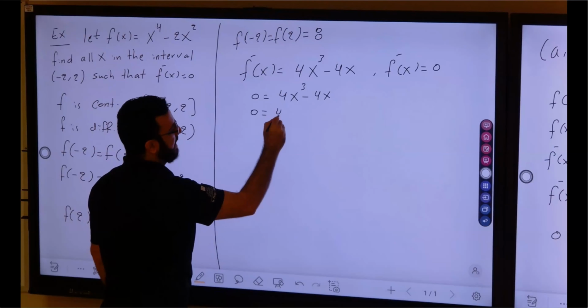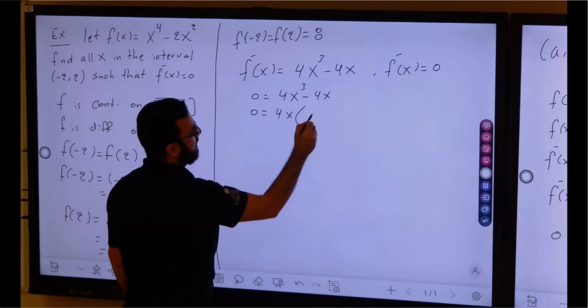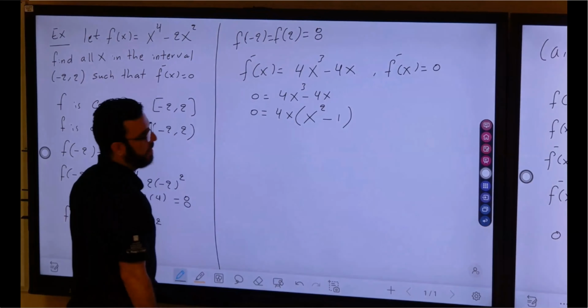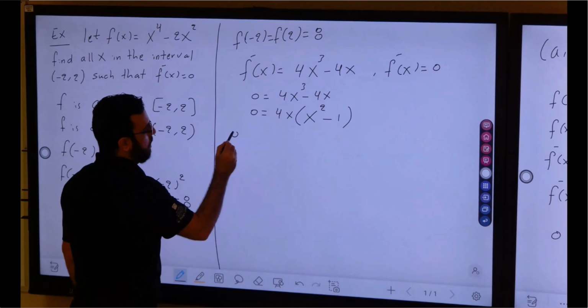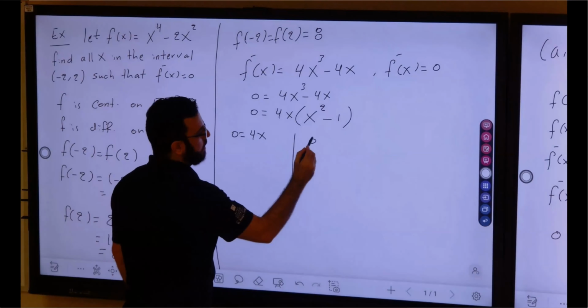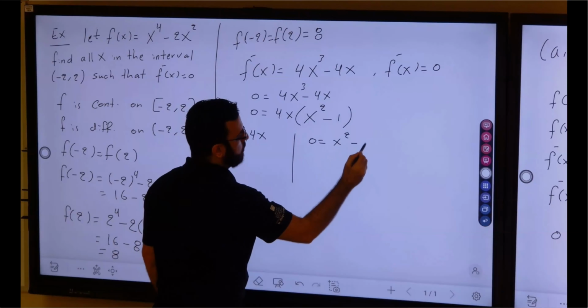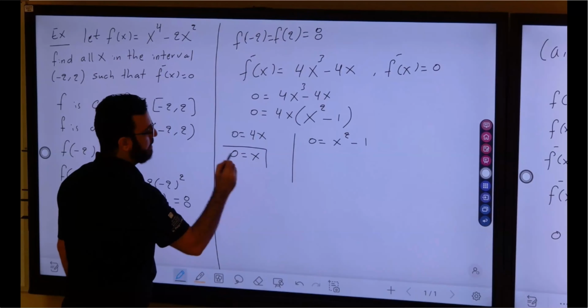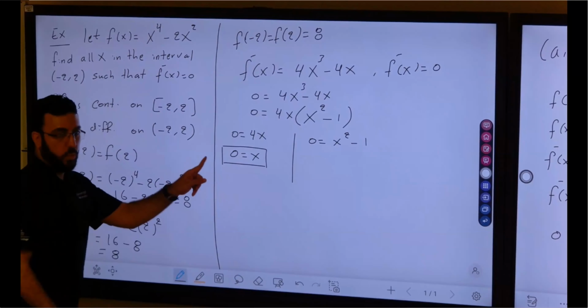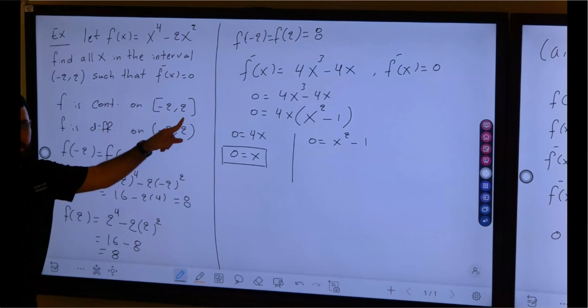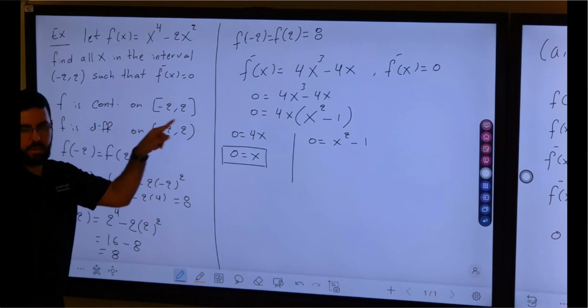Factor out 4x in the parentheses. The common factor is 4x, and what's left is x squared minus 1. That means 0 equals 4x, and 0 equals x squared minus 1. That means here 0 is going to be equal to x. So here is the first x value, which is satisfied, because it's between -2 and 2, between A and B.